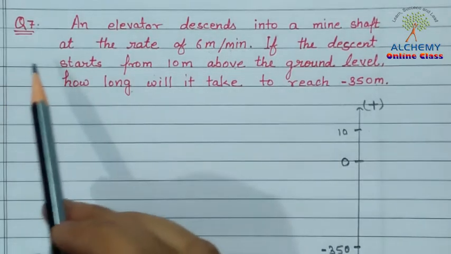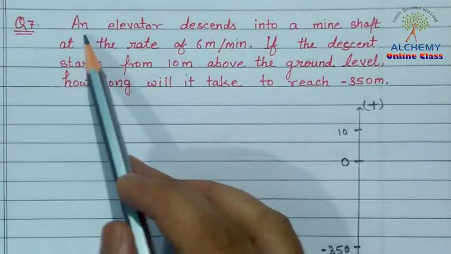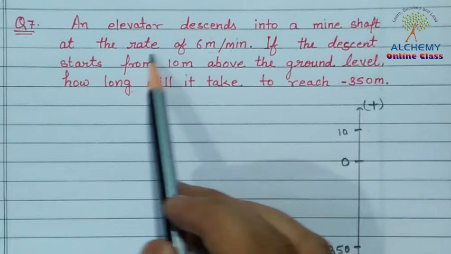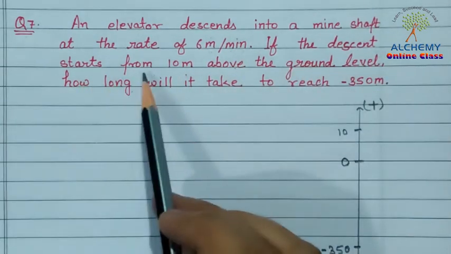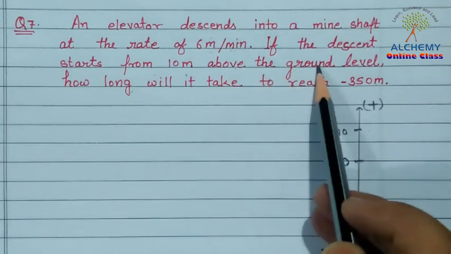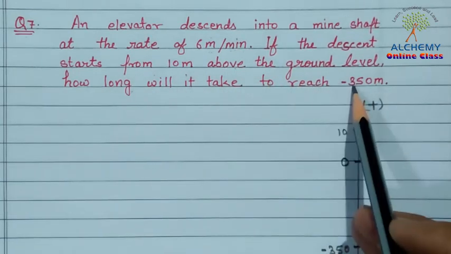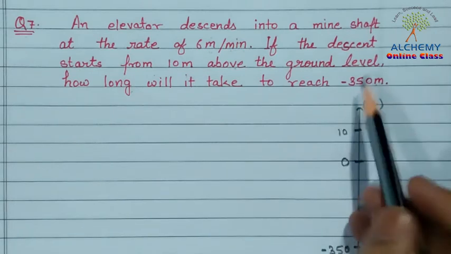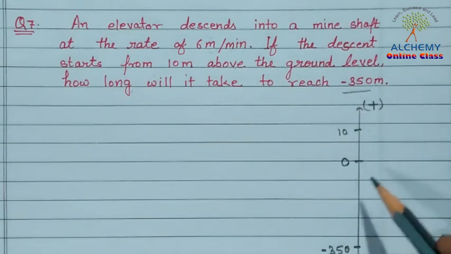Now the next question that we are going to take here is question number 7. An elevator descends into a mine shaft at the rate of 6 meters per minute. If the descent starts from 10 meters above the ground level, how long will it take to reach -350 meters? -350 meters means it is showing the distance traveled below the ground level.